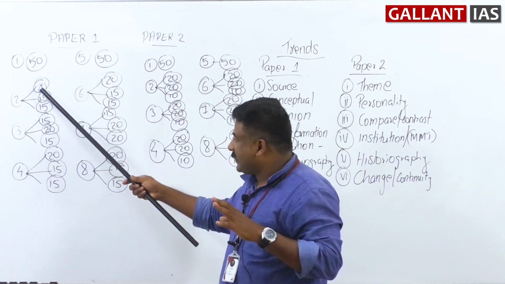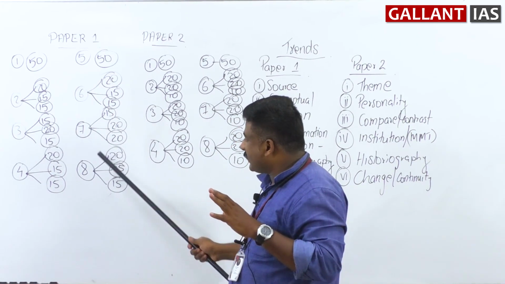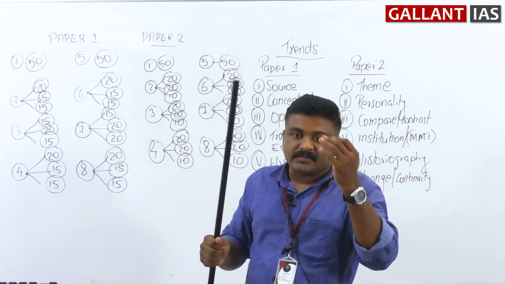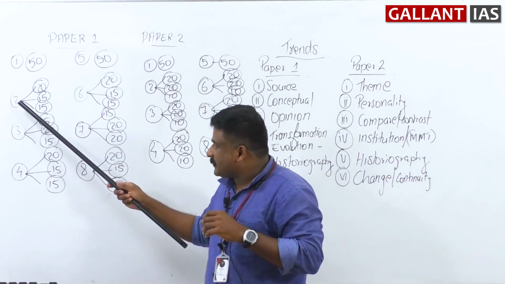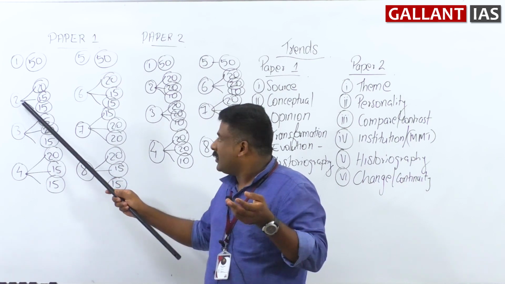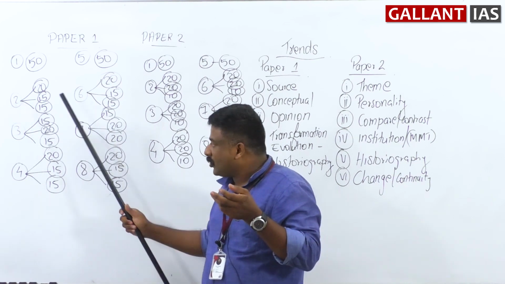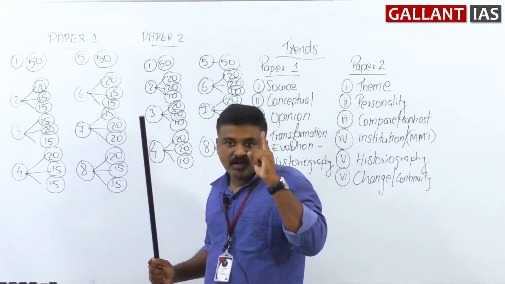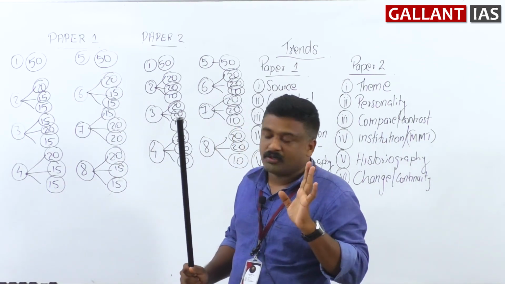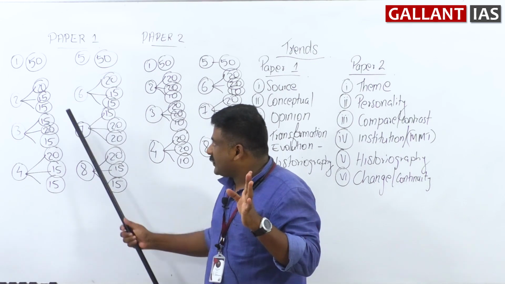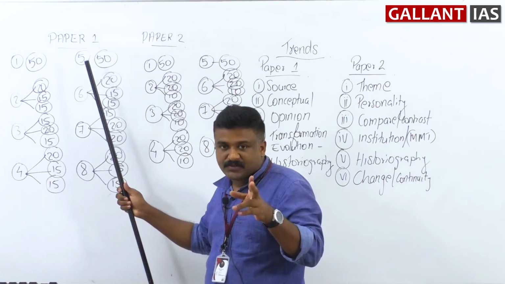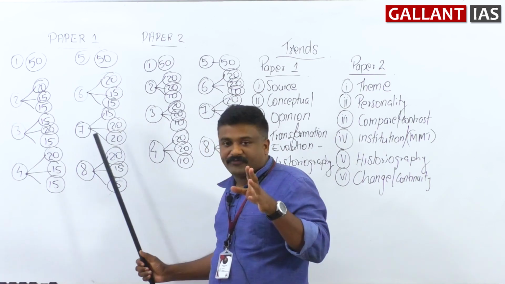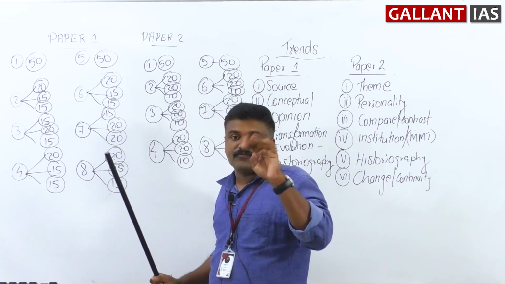Then out of the remaining, 2, 3, 4, 6, 7, 8, you attempt any 3 questions. That means you can attempt 1 from section A and 2 from section B, or 2 from section A and 1 from section B. At least 1 question from each section. So try to understand, first and fifth questions are compulsory, and out of the remaining 2, 3, 4, 6, 7, 8, any 3 you attempt, total 5 questions.